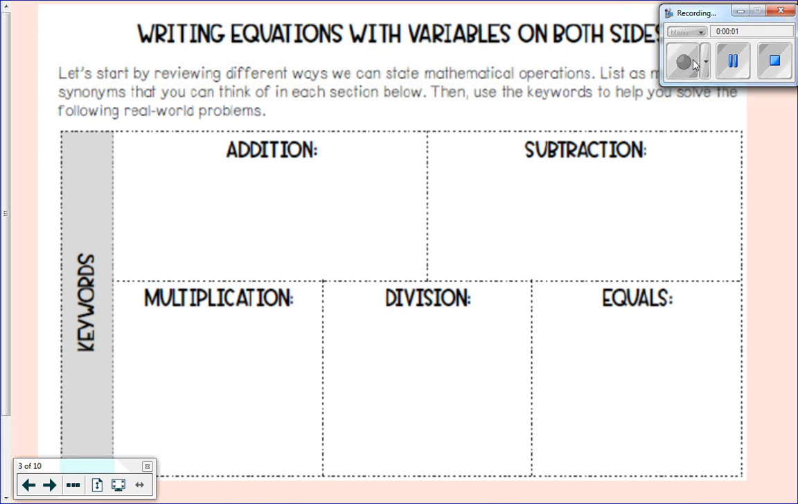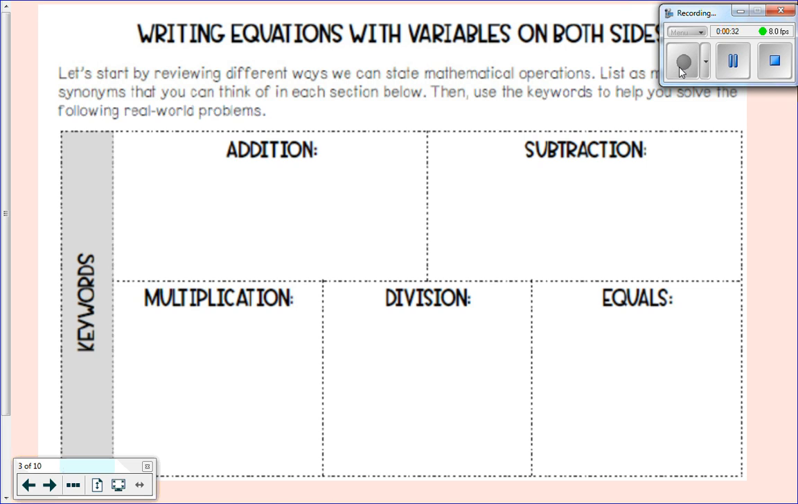Today we're going to write equations and inequalities with variables on both sides. So we're going to be given a situation or a story, and we're to write the equation or the inequality. All right, so let's start reviewing different ways we can state mathematical operations for add, subtract, multiply, divide, and some keywords for the word equal. And then we're going to use those keywords to help us solve some problems.